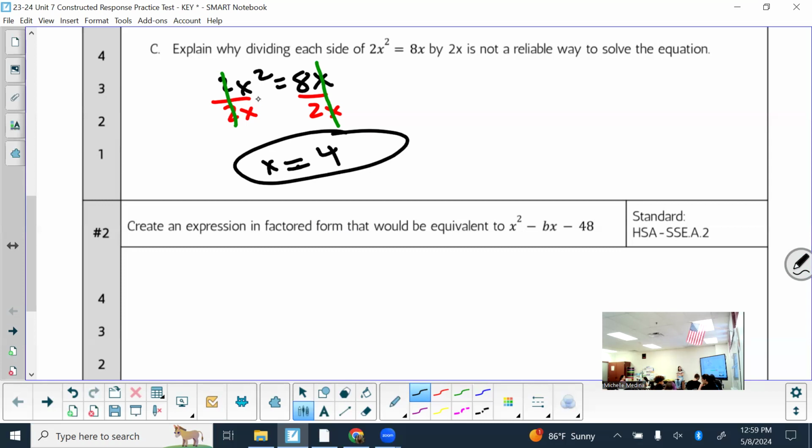I mean, I divided it from both sides. You can do whatever you want as long as you do both sides of the equal sign. It did let me isolate an X. Why is that not a reliable way though? What's wrong with me just getting X equals 4 that way?